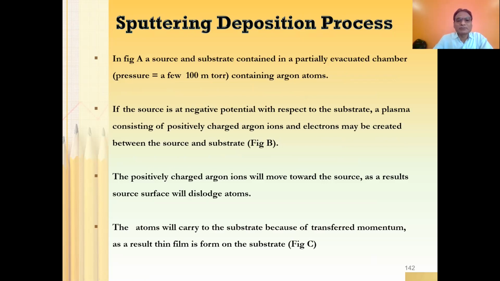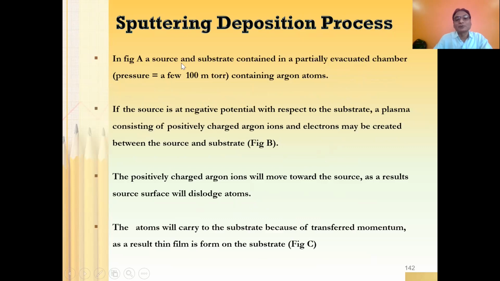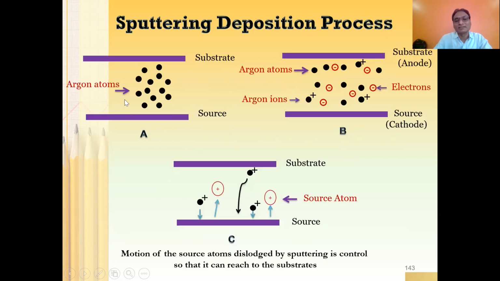I'm going to explain this. You can see here there are three different figures. Figure A has argon atoms, neutral argon atoms, right? Let me explain this. In figure A, source and substrate are contained in a partially evacuated chamber. The pressure is approximately 100 millitorr, containing argon atoms. So we have neutral argon atoms here, which is partially evacuated. Okay, this is the first figure.